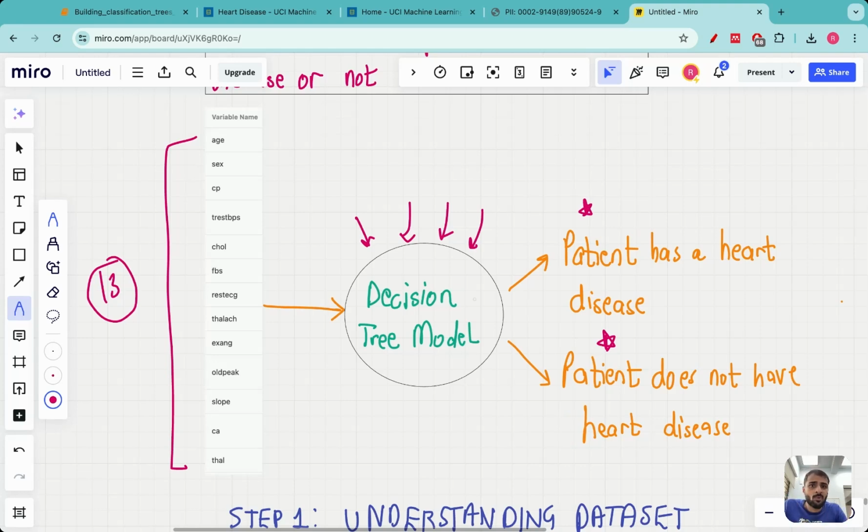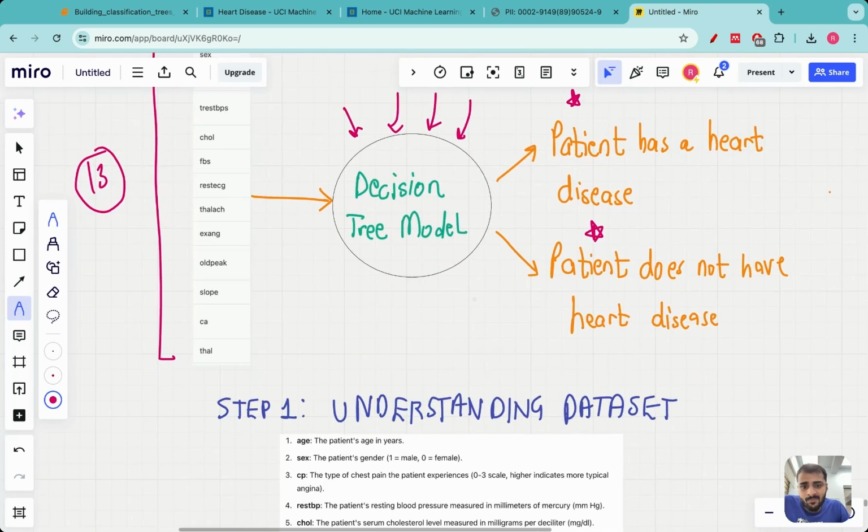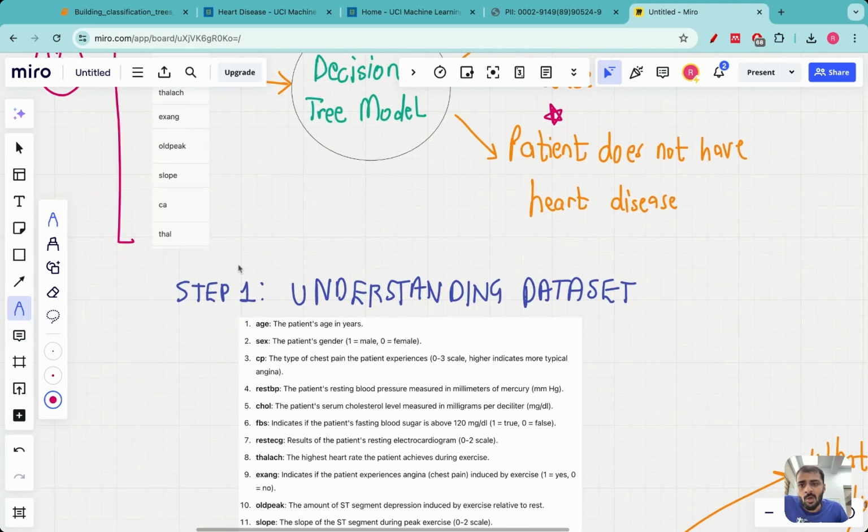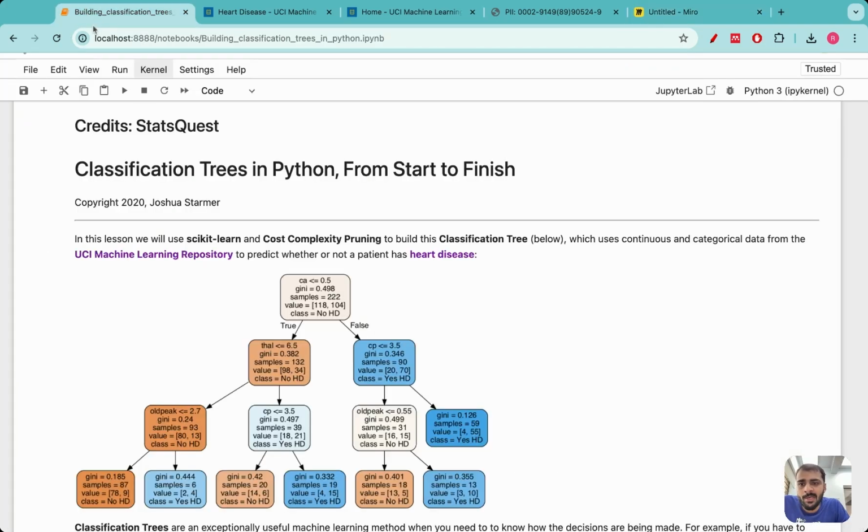So even before moving further with any machine learning project, it's actually very important for everyone to know the problem itself and the objective which we are trying to achieve. I hope everyone is on the same page with me until this point. Now let's move to the next step. The step number one of this project is going to be understanding the data set itself. So let's look at the data set again in more detail.